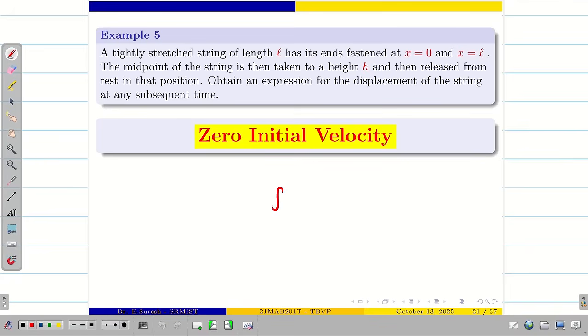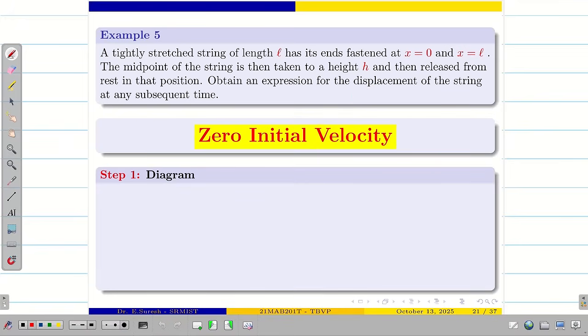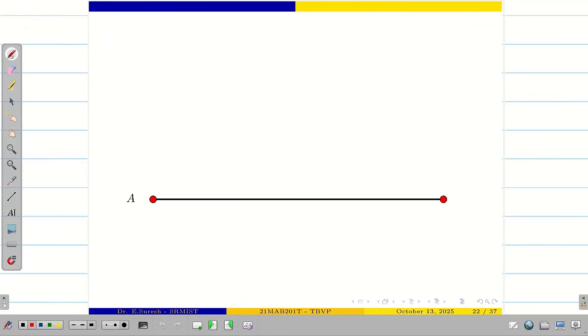But the problem is they don't give f of x, but some information is given about f of x in terms of theoretical content. So let us solve the problem. As usual, our step 1 is the diagram. Now let us consider the string, mark the two ends as A and C. Now it is lifted to a height h and mark this point as B.